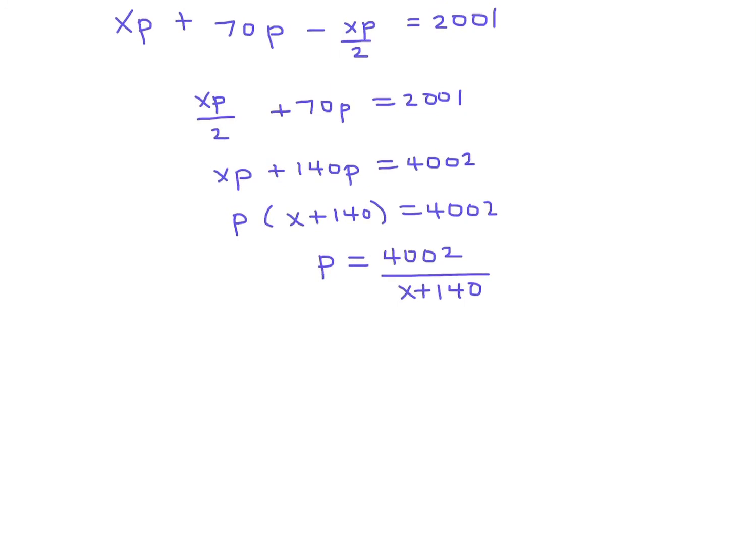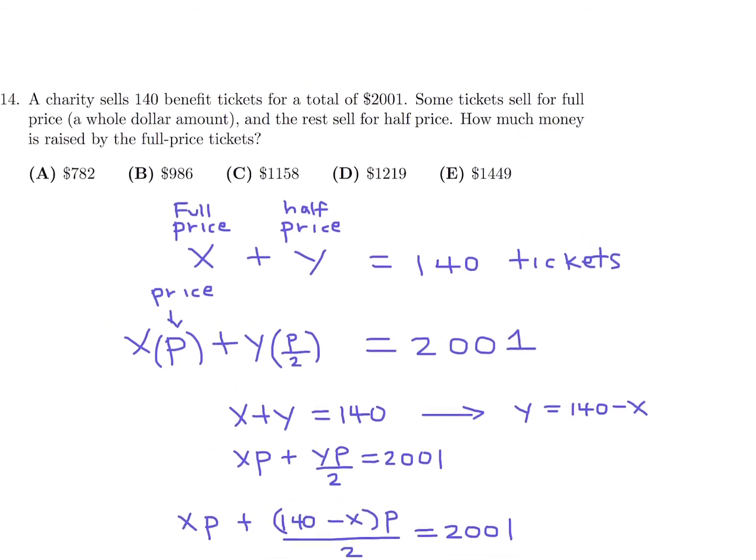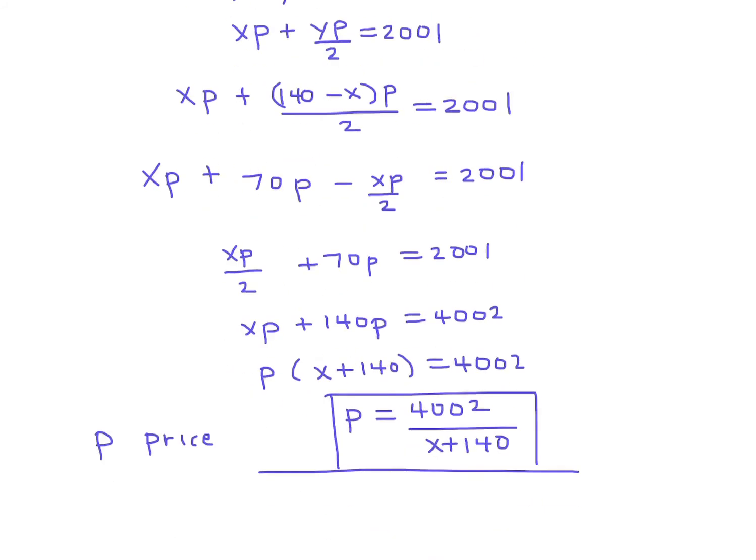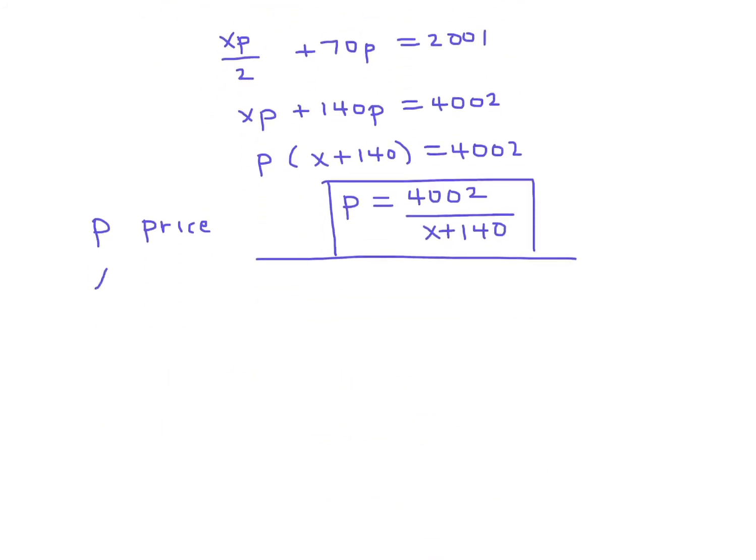So P is price and X is the number of full price tickets. Okay, so this is where our inspection comes in. Unfortunately, we don't have another equation. So we have to look at this and use the fact that P is an integer, right? Because it represents the price, and they even tell you that in the question. Price, a whole dollar amount, so it's an integer. And we also know that X is an integer because X represents the number of tickets, in particular the number of full price tickets.